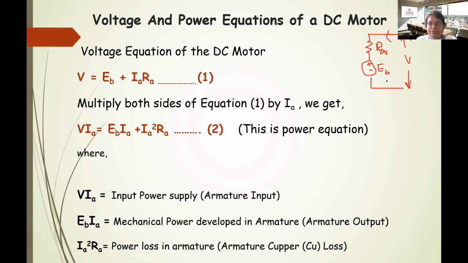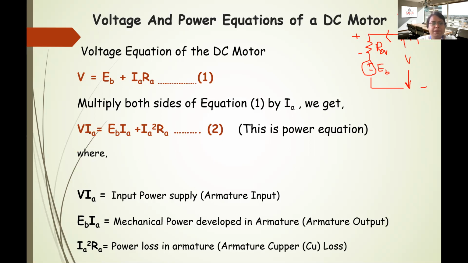If we apply KVL in this circuit, what is the value of V? V is equal to Ia Ra plus Eb. If we multiply both sides of the equation by Ia, so V into Ia is equal to Eb into Ia plus Ia into Ia, meaning Ia square Ra. So this is the power equation.